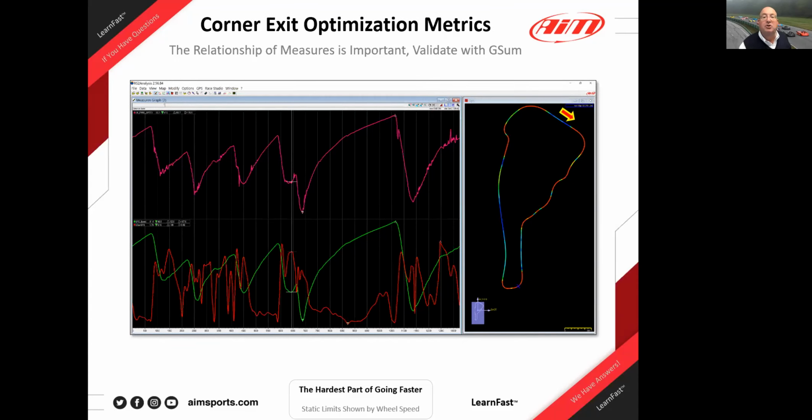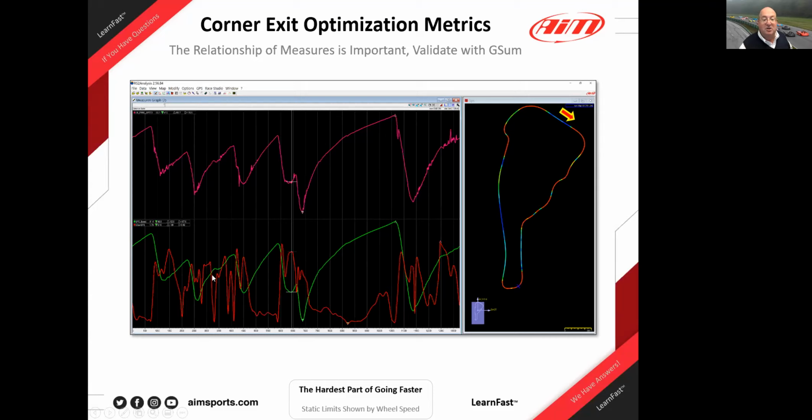The relationship of the measures is important. You got to validate with GSum. Roger and I had a great time going over this last night. The heat map, by the way, is GSum. Red is all values over 1.25 G. So the guy is using more than 1.25 G at all the places that are red on this track map. We can see that here, but we also see areas where even though the speed is going up, we see the GSum periodically going down to close to zero, to the low reading.